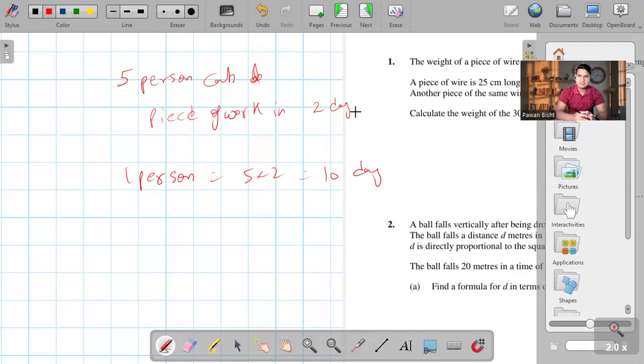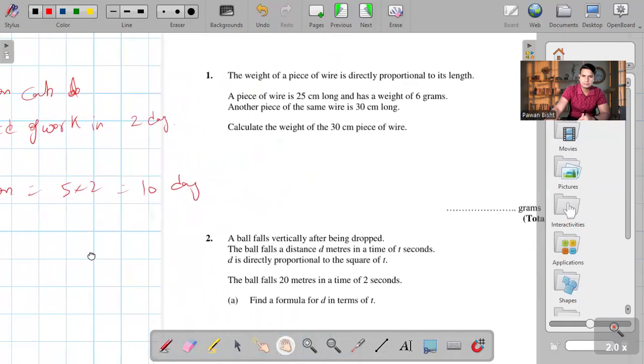Okay. So what is the difference between direct and inverse variation? In direct variation, if one thing is increasing, corresponding to it, another thing also increases. Whereas in inverse variation, if one thing is increasing, corresponding to it, the other thing will decrease. Okay. So now let's just start the questions.